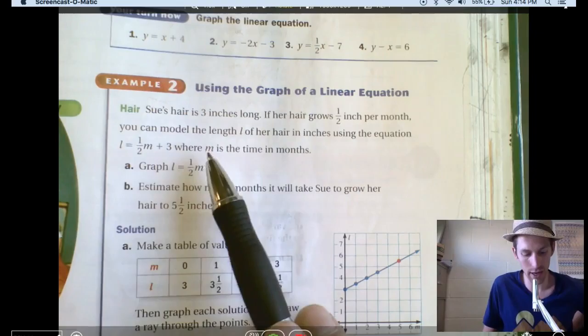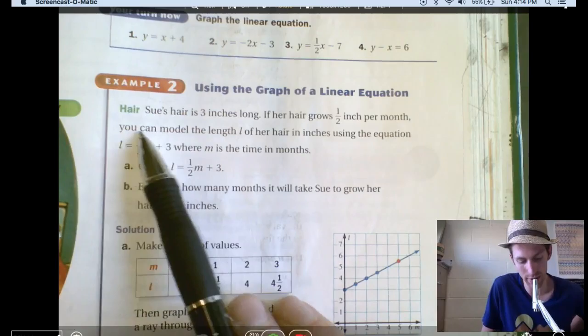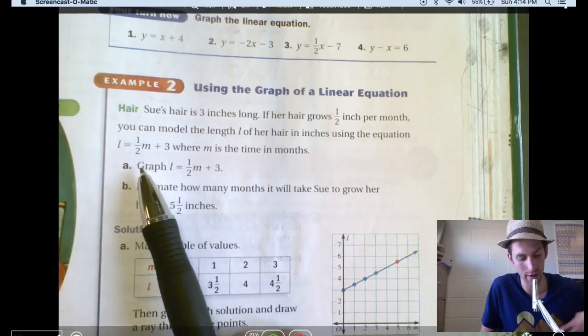Does that make sense to you? Keep looking at that until that does make sense. You should have been able to come up with that equation. Her length equals 1/2 times the number of months plus 3. So, how do we graph it?